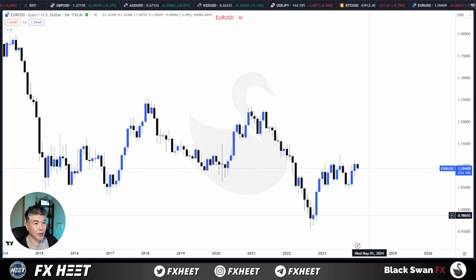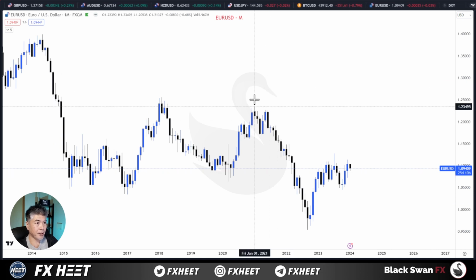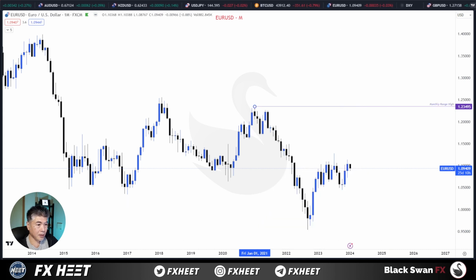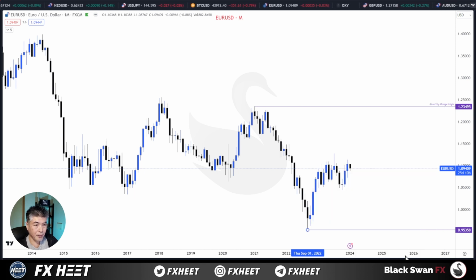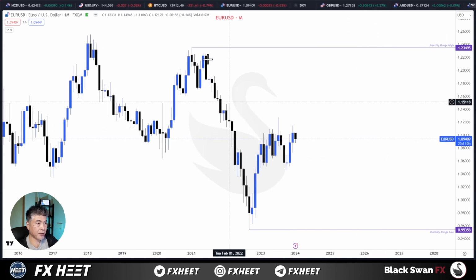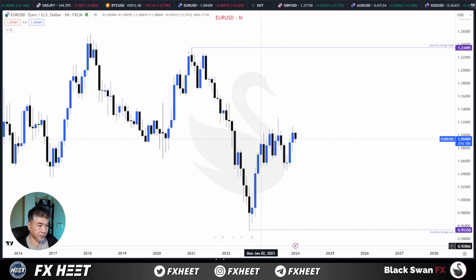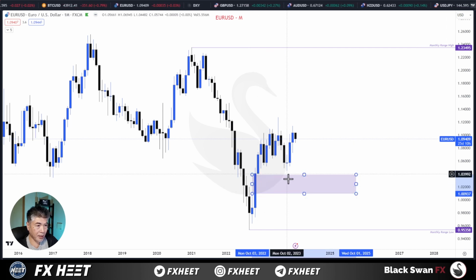So now if we go onto the monthly time frame, doing the same thing, let's start by marking the range high. And then marking the range low. And then we look at the range high and the range low. This is actually the area that we'll want to focus on. So we can see at the bottom we have a fair value gap that has yet to be filled.